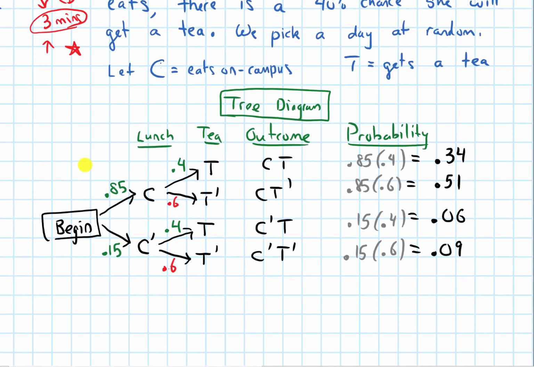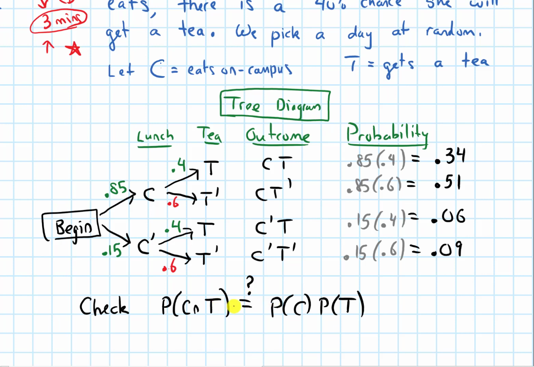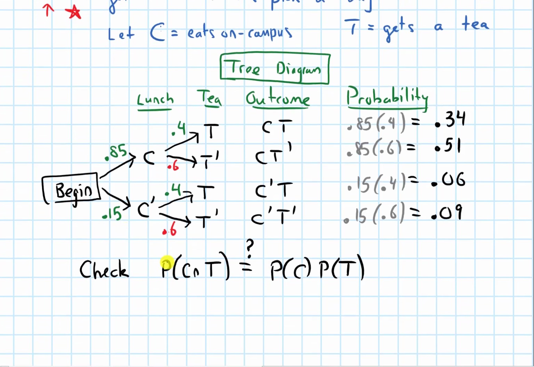Okay, so we're ready to test for independence now. So let's check if the probability of C intersected with T, these two events, is equal to the probability of C times the probability of T. I'll put a question mark above the equal sign because I don't know if they're the same just yet. For C intersected with T, I see that outcome here. So its probability is 0.34. So that side's not bad, 0.34. That's going to be equal to question mark here.